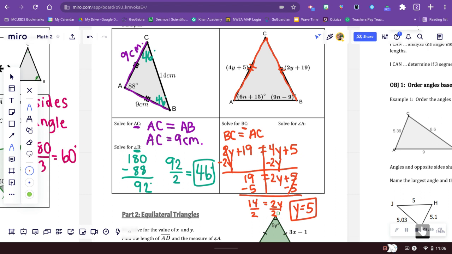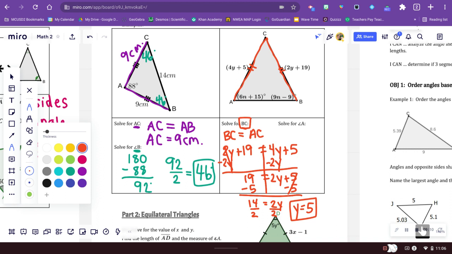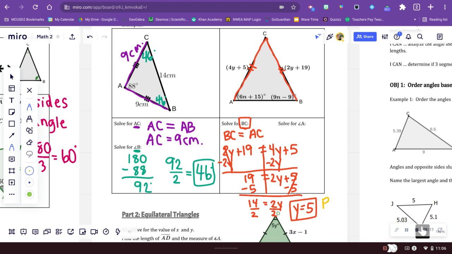All right, so we solved for y, but we need to plug that back in because the question asked me for BC, not just y. So the last part here would be to plug that y value back in. So we know BC is 2 times y, which is 5, plus 19. So that's going to be 10 plus 19.